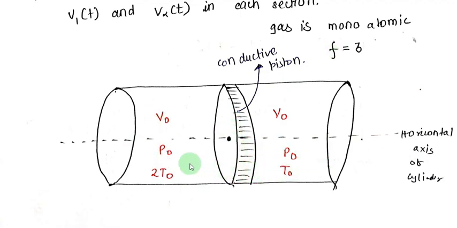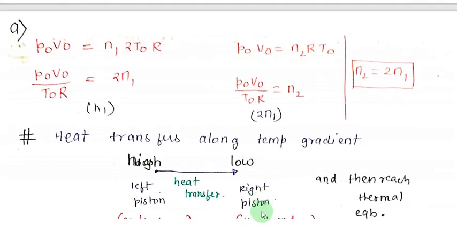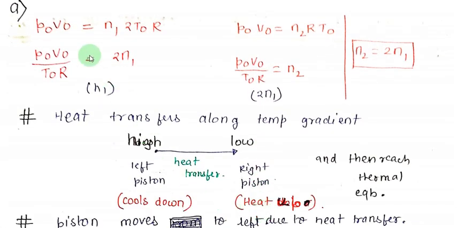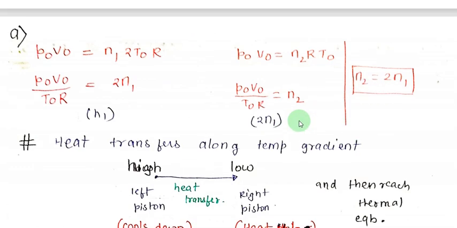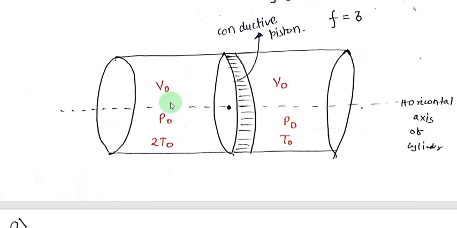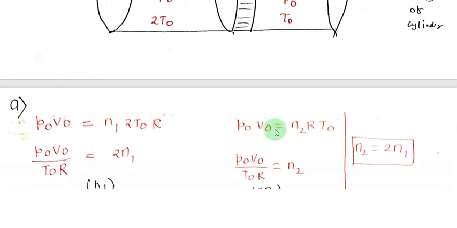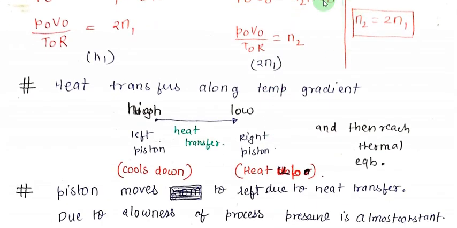So we know that the heat will flow from the left hand section to the right hand section due to the temperature gradient. Let us solve the first part. In the first part we say that P naught V naught equals n1 into 2 T naught R, that is, we are just finding the number of moles of gas in both parts of the cylinder. Now we can say that heat transfer will occur from the left part of the cylinder to the right part.